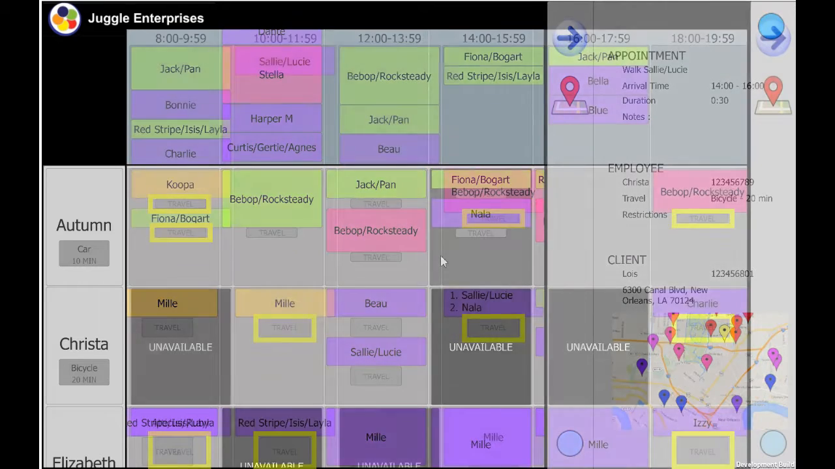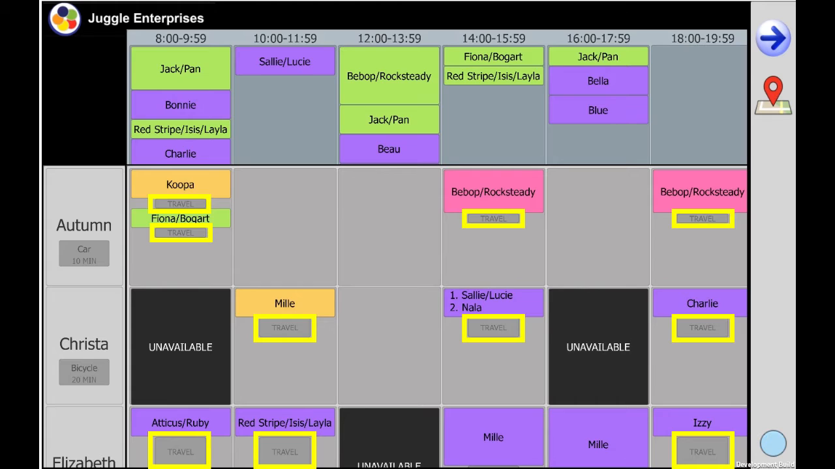In addition, when an event is allocated to a worker, a time pad is appended to the appointment. In this case, the padding is tied to the worker's mode of transportation, but there are several other uses for such a feature. Juggle's padding is a core feature because it is important to recognize that it takes time to transition from one appointment to another.